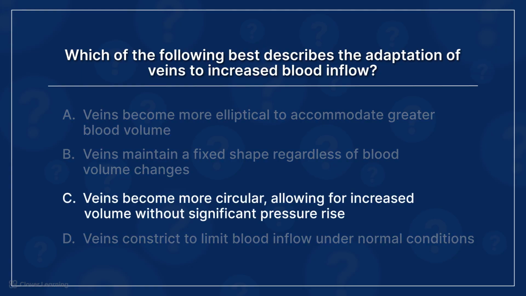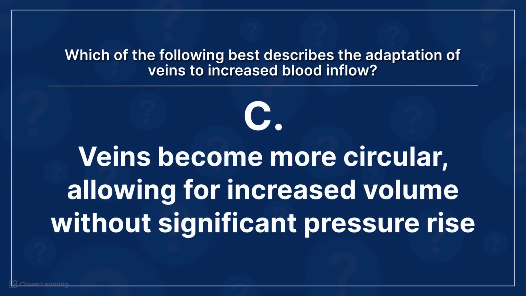The correct answer is C. Veins become more circular, allowing for increased volume without significant pressure rise. This adaptation allows them to handle more blood without a significant increase in pressure, which is essential for maintaining efficient venous return and cardiac output.